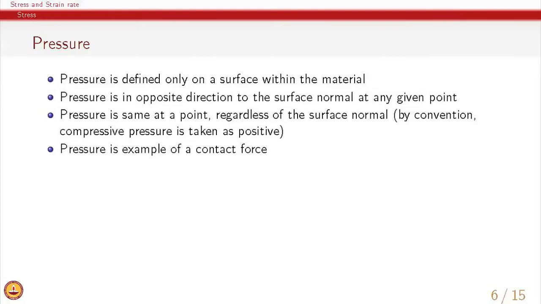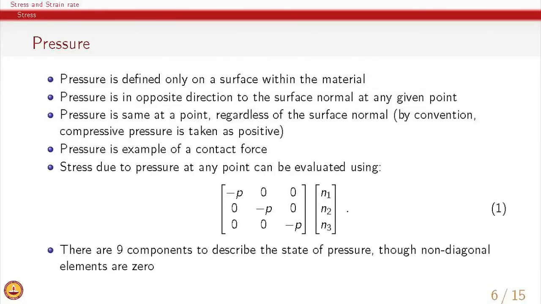And so clearly pressure is an example of a contact force, because we have to specify the surface area, and this is again a hypothetical surface area which is being defined in the material. The stress due to the pressure at any given point can be evaluated using matrix notation, but can also be written in vectorial or tensor notation, as minus p times n. The unit normal vector n can be written as a column matrix where n1, n2, n3 are the 3 components, and here 1, 2, 3 refer to the 3 coordinate axes. And so there are 9 components to describe the overall state of pressure.